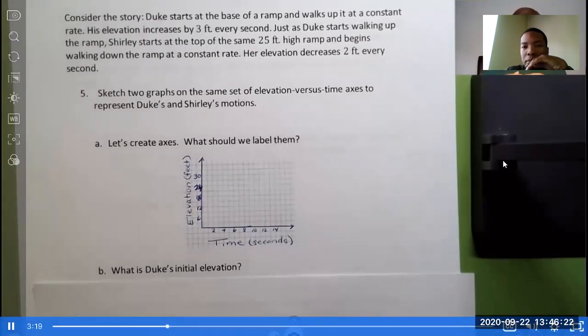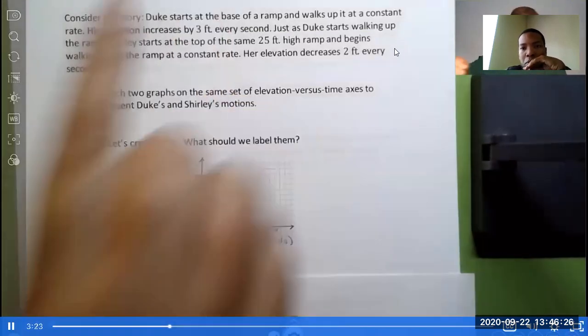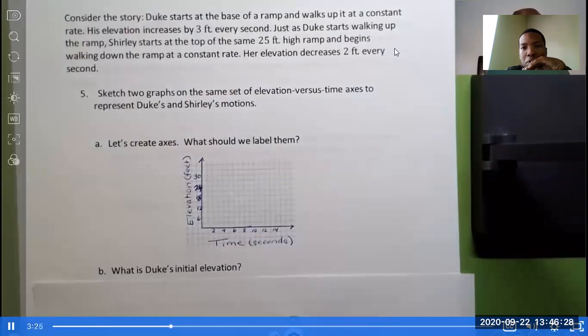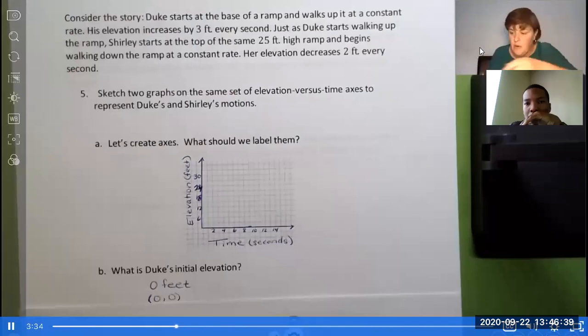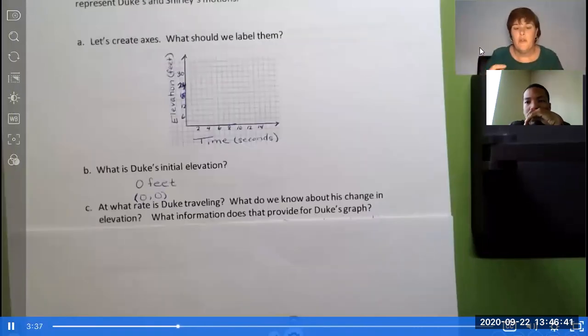Well, it says Duke starts at the base of the ramp. Well, if he starts at the base, that would mean that he's starting at 0 feet. And I'm going to give myself a point of reference. He would start at that origin, or that 0, 0. All right, let's keep thinking about Duke for a second.